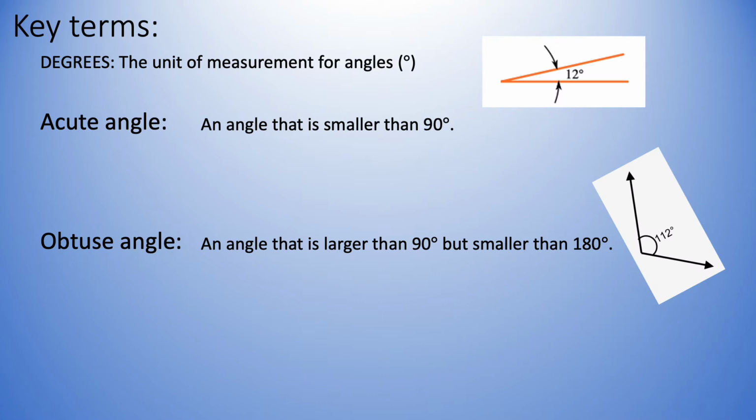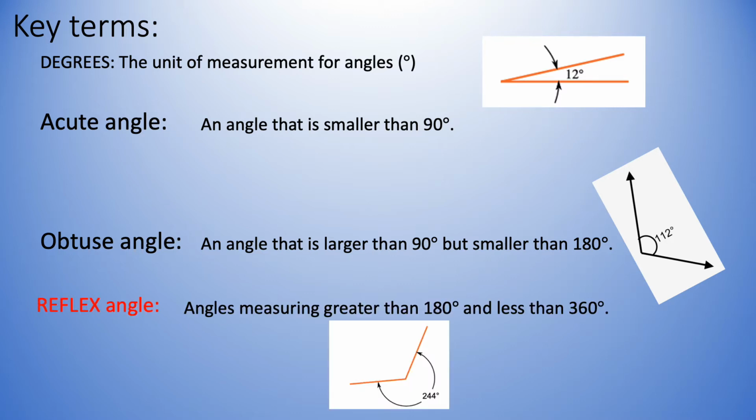What's an obtuse angle? An obtuse angle is an angle that is larger than 90 degrees but smaller than 180 degrees, okay? So there's an example on the page here, which is 112 degrees. And a new term that's going to come up for you, which is a reflex angle. Now, a reflex angle, these measure greater than 180 degrees and less than 360 degrees. Okay, so in the example, the reflex angle is 244 degrees.